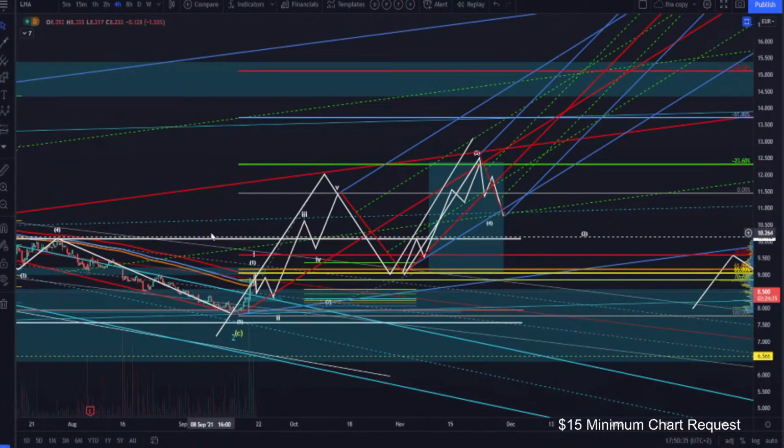Context is everything. Otherwise, it's just chaos. It's just a bunch of lines. How are you going to know what to do, where to do it? You literally could flip a coin. Heads I buy, tails I sell.